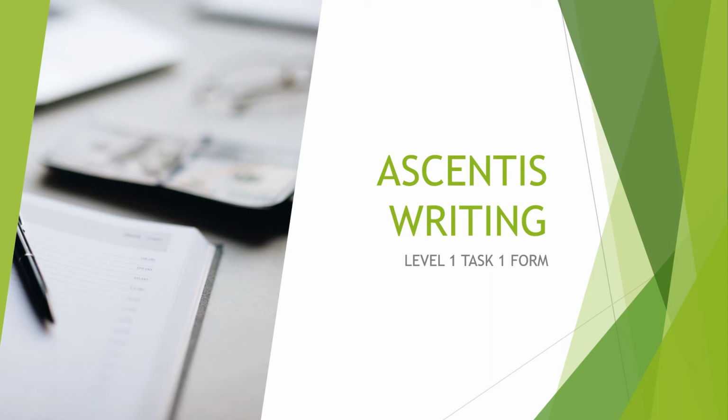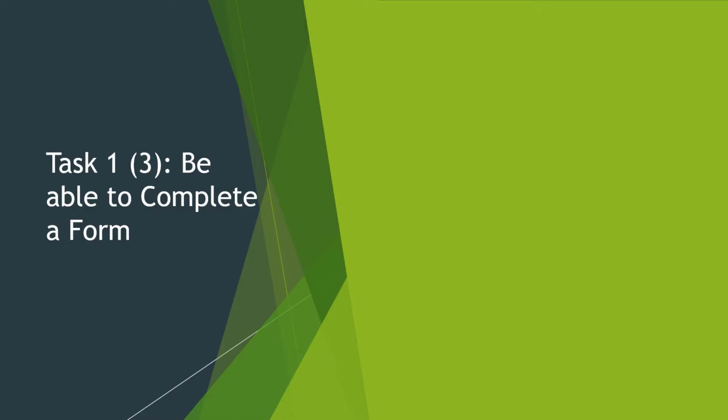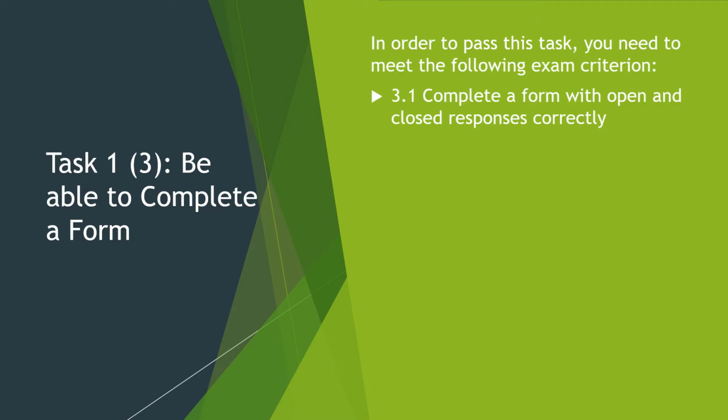In this video, we're going to look at the Task 1 form which you need to complete for your Level 1 Ascentis writing exam. So in Task 1, you need to be able to complete a form. In order to pass the task, you need to meet the following exam criterion.